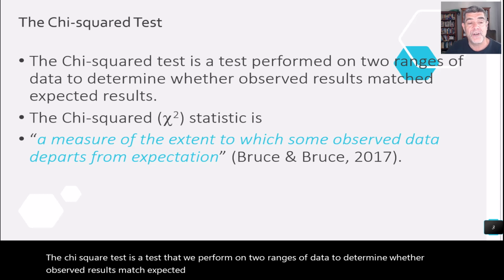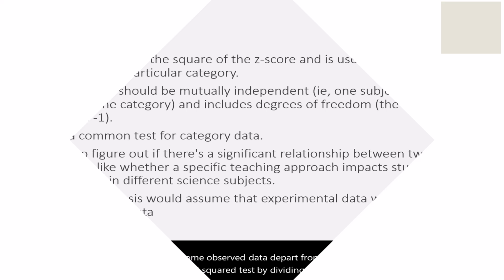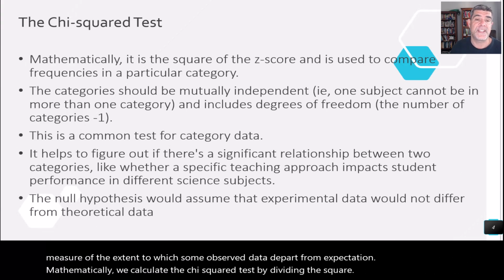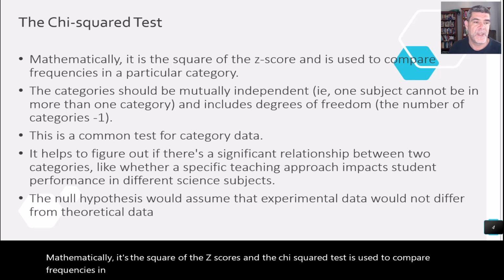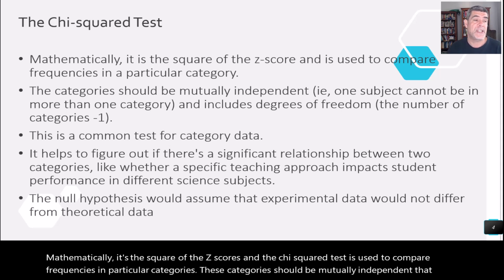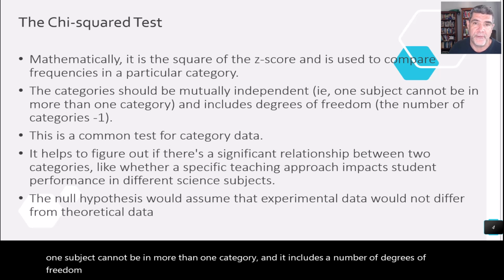Bruce and Bruce describes the chi-squared statistic as a measure of the extent to which some observed data depart from expectation. Mathematically, it's the square of the z-scores, and the chi-squared test is used to compare frequencies in particular categories. These categories should be mutually independent, that is, one subject cannot be in more than one category, and it includes a number of degrees of freedom that we've talked about before, which is the number of categories minus 1.